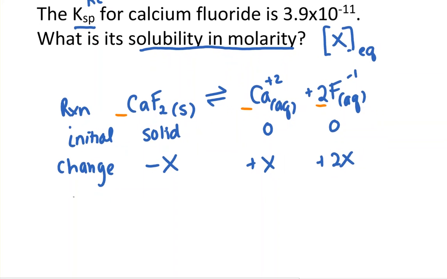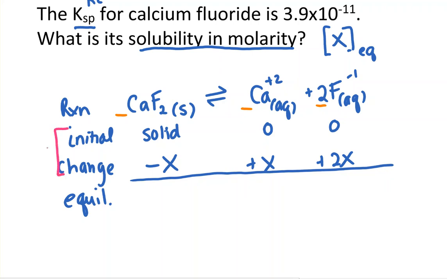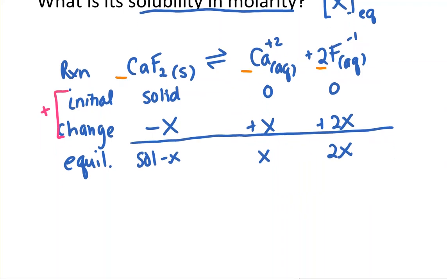Okay, and then at equilibrium, this is where we're adding the 2 from above, we're going to have solid minus X, X, and 2X. Okay, and these are our equilibrium concentrations, or equilibrium amounts.